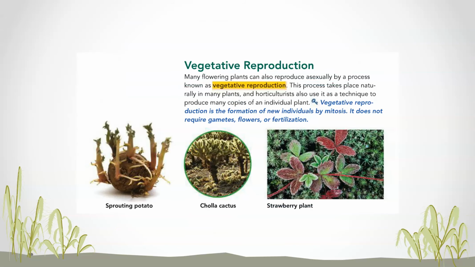feces. But plants sometimes don't have to reproduce sexually. Sometimes they can reproduce asexually too. My family's from Plant City, the strawberry capital. I don't know if it's of the world, but it's up there. Lots of strawberry fields out in Plant City. But sometimes vegetative reproduction, sprouting potatoes and cacti and strawberries, makes new individuals by mitosis. So these are clones. It does not require gametes, flowers, or fertilization.